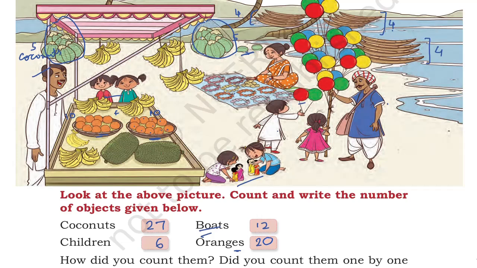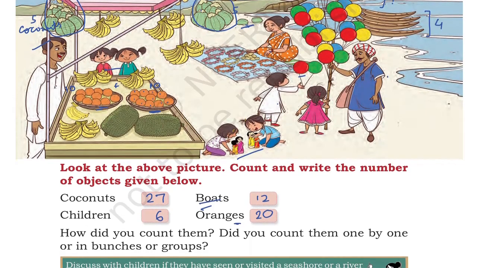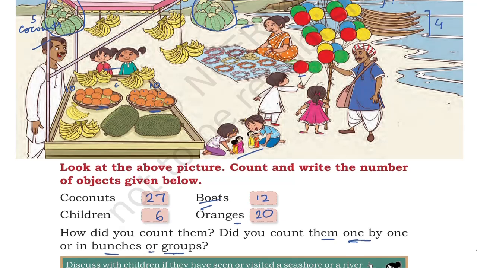Now, next it says, how did you count them? Well, how did we count them? Did you count them one by one, or in bunches, or in groups? Oh, we are not little children anymore. We are not going to count them one by one. We know it's easier to count in groups. Am I right? Oh, yes. Let's move forward.